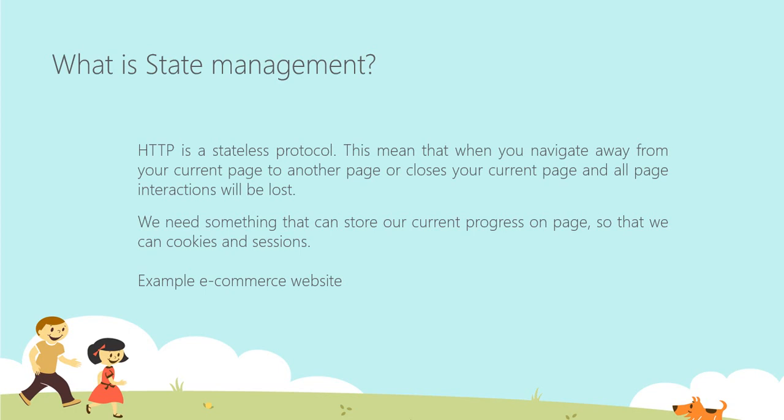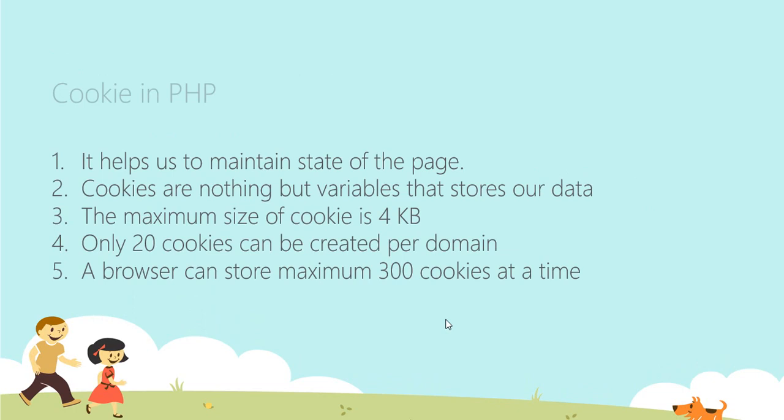The next thing is, we need something that can store our current progress on the page, so we can use cookies and sessions. In this particular lecture I am going to teach you how to create cookies, and in the next lecture we'll see how to create sessions and what the difference between cookies and sessions is. So this is for sessions. So this is a session for cookies. Alright, so the example is an e-commerce site. I have already mentioned and given the example. Now let's go and study further what more we have.